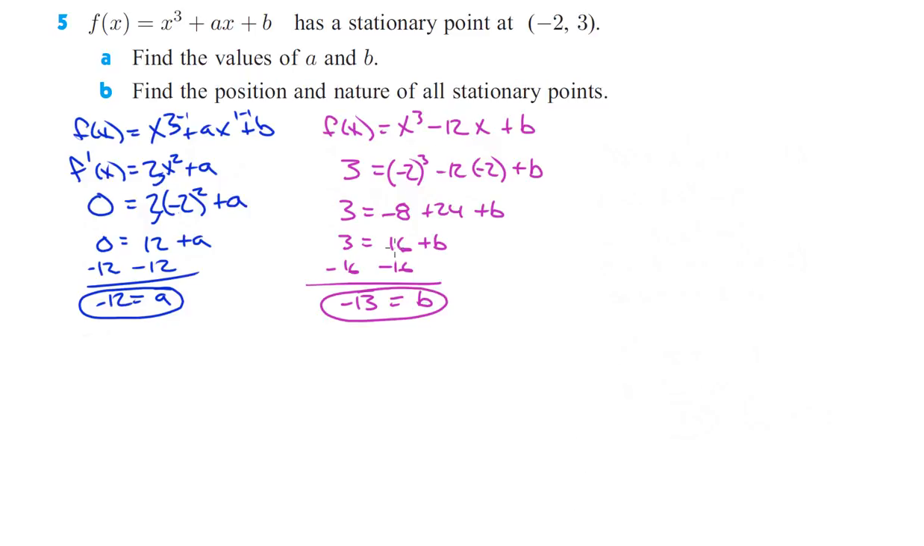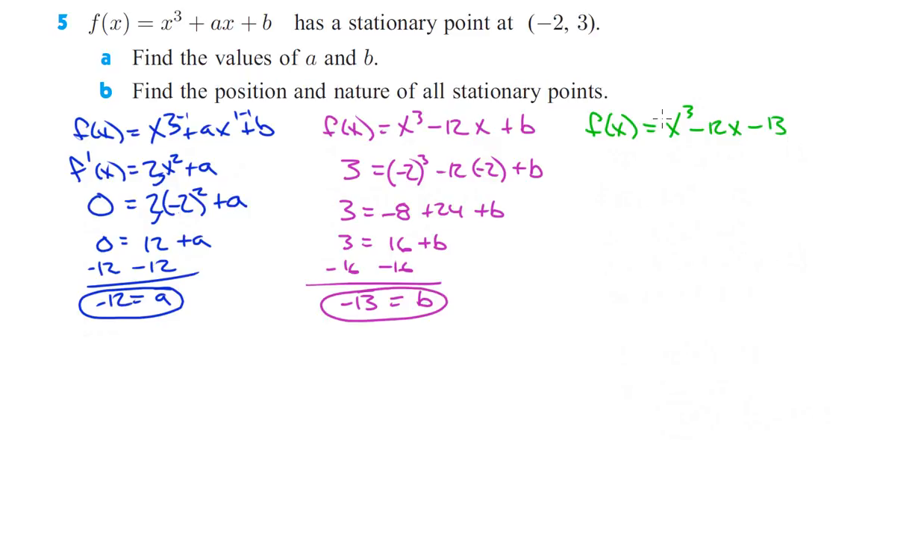So we've got the function here, and we now know what A and B both are. So we now have our new function, which is, actually it's not new, it's just we have the values now. So it's x cubed plus A, which is negative 12, so let's write minus 12x, and then plus B, which is negative 13, right?